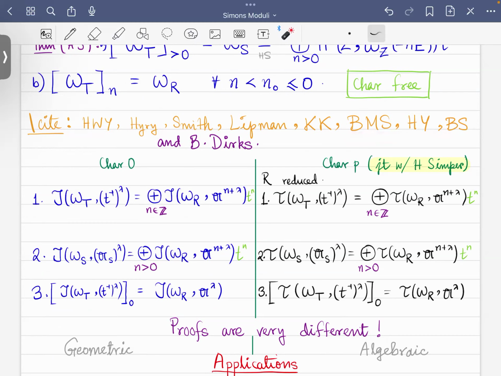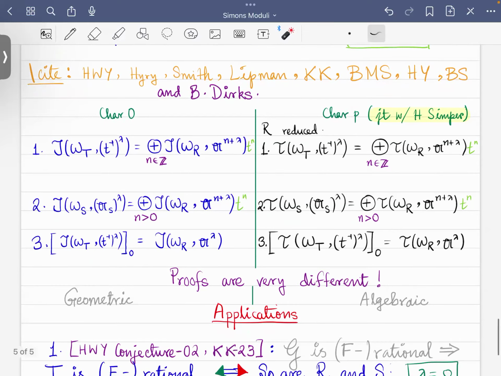And this morning, I learned from Bradley Dirks also. So now let me explain what these decompositions say. In characteristic 0, the multiplier module of the extended Rees algebra decomposes like that, where I am following the notation that when n plus λ is less than or equal to 0, this is just R. And the multiplier module of the Rees algebra looks like this, basically the positive part of this decomposition.